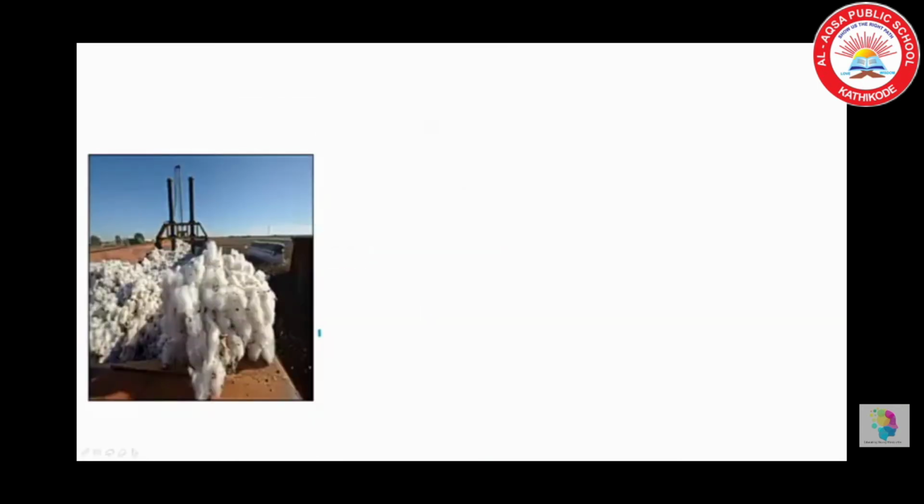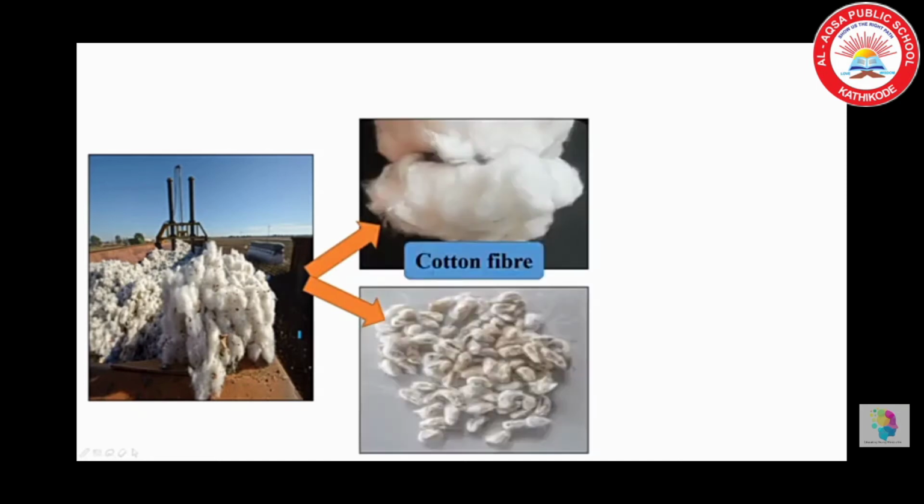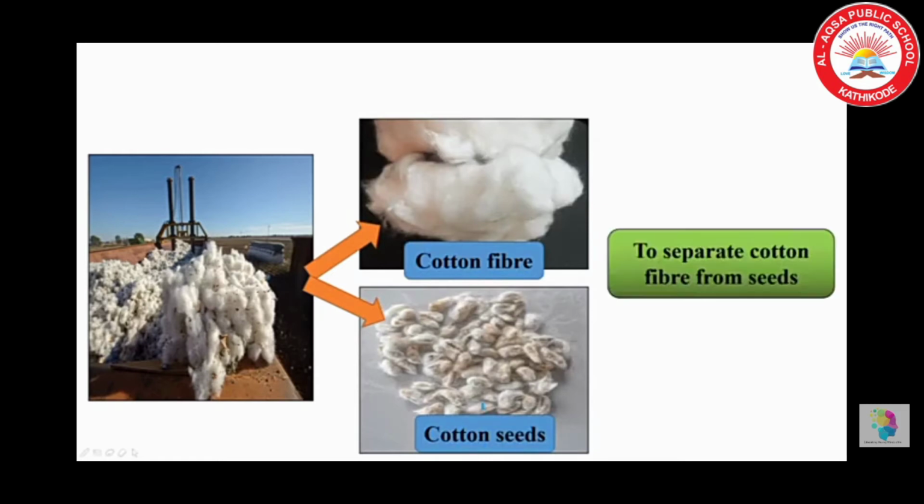And the next one is familiar for you. Separation of seeds from the cotton fiber, that is ginning. Already studied in the third lesson. So here two components are, the first one cotton fiber and the second one cotton seeds.